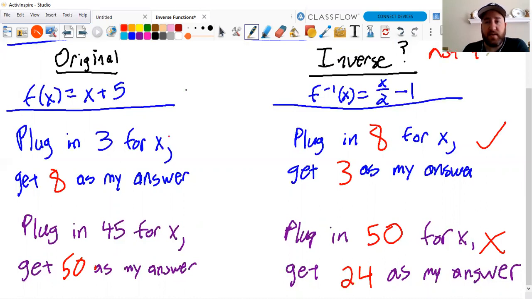So this is not the inverse. And it's not the inverse. It has to work for all pairs.